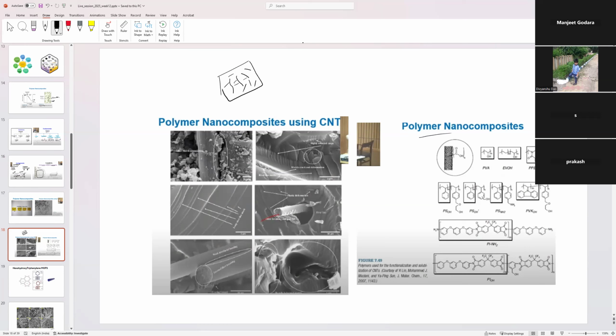And you have polymer nanocomposites. So this carbon nanotube has a polymer attached to it.